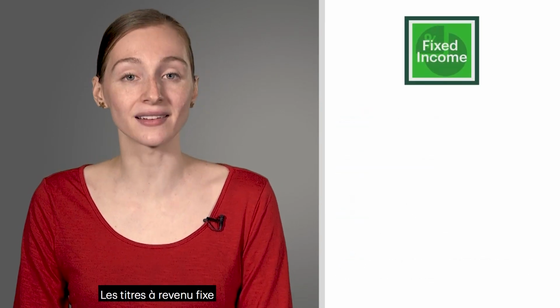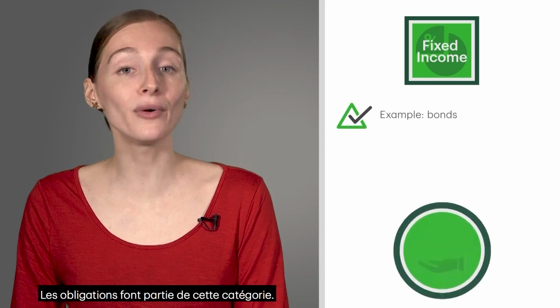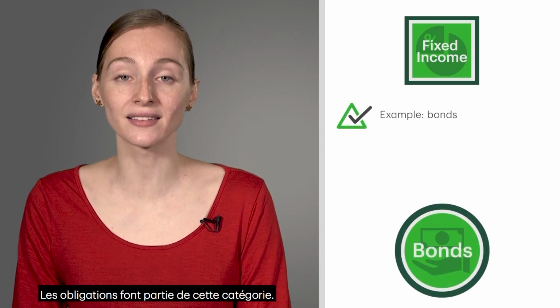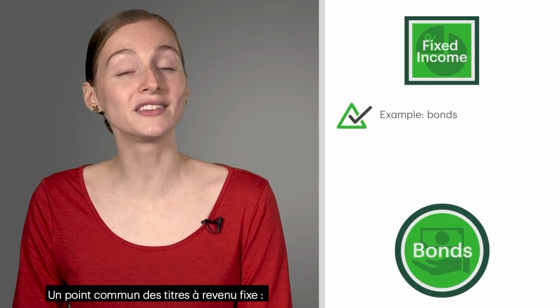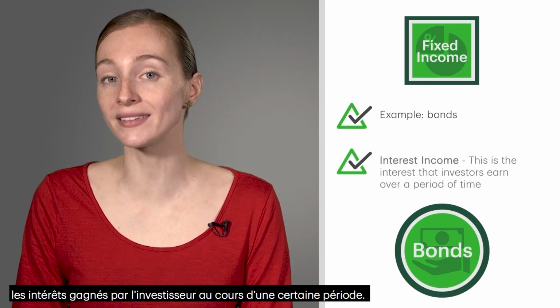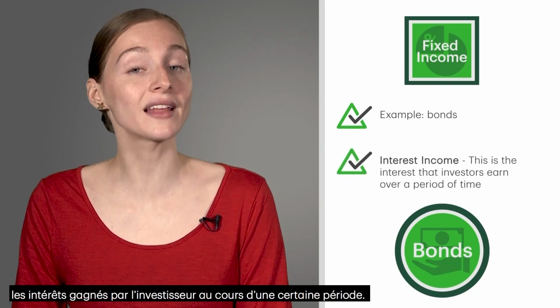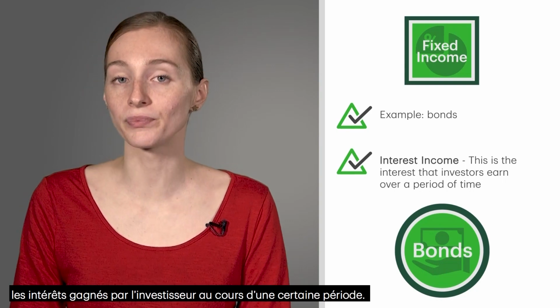The fixed income asset class. Bonds are an example of a type of security in this asset class. One similarity among different fixed income securities is interest income. This is the interest that investors earn over a period of time.